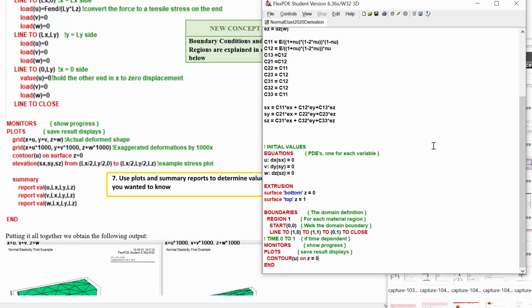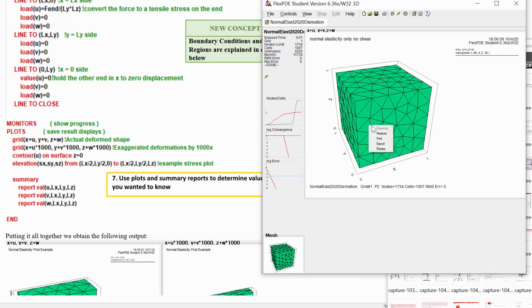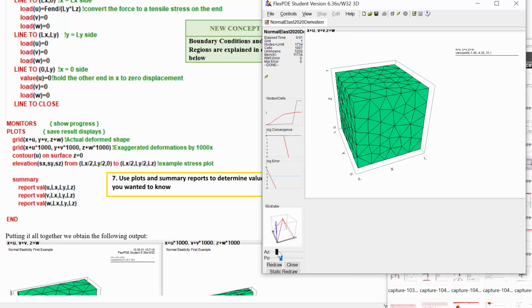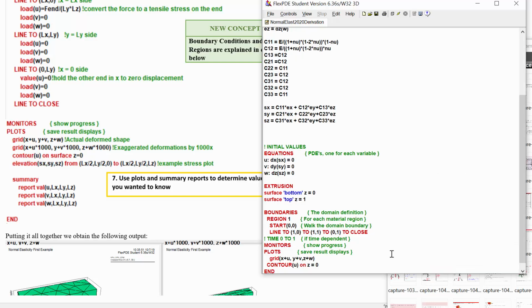We didn't give it any forces. Nothing happened. All right. So what's next? Let's look at the final displacement by making not just a contour plot, but also a grid plot. Grid of the x position plus the x displacement, y position plus the y displacement, and z position plus the z displacement. So now we're going to be showing what the final object looks like, and there it is. We can rotate it around. We didn't put any stresses on it yet, so nothing happened.